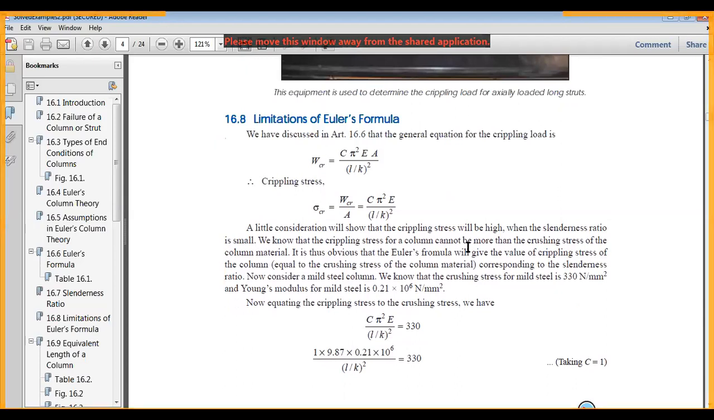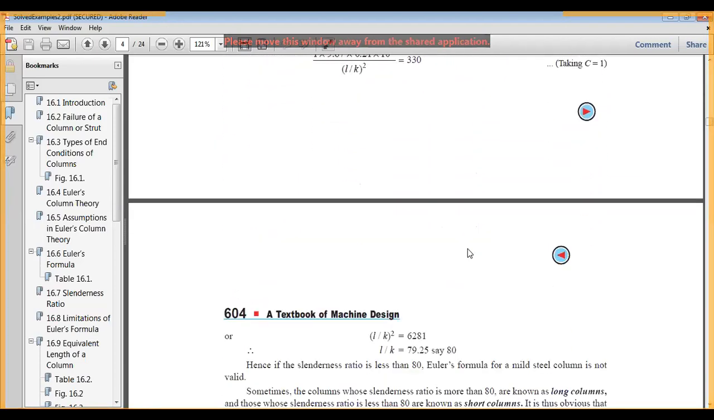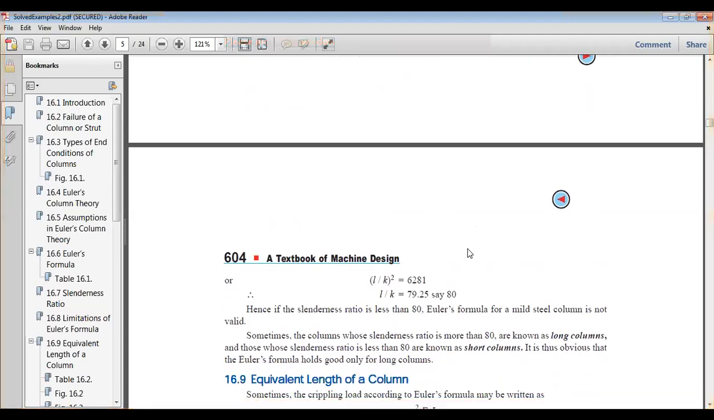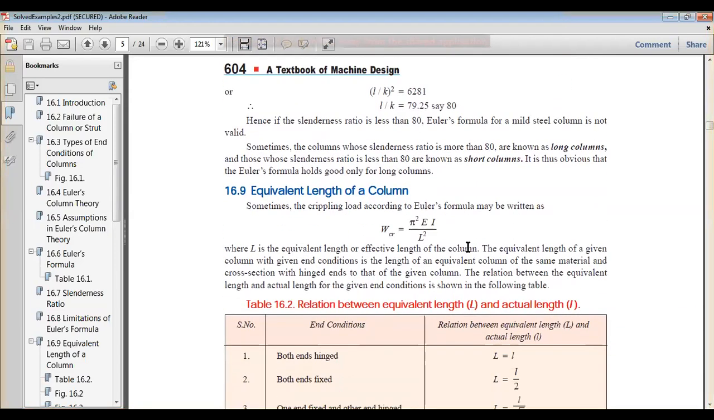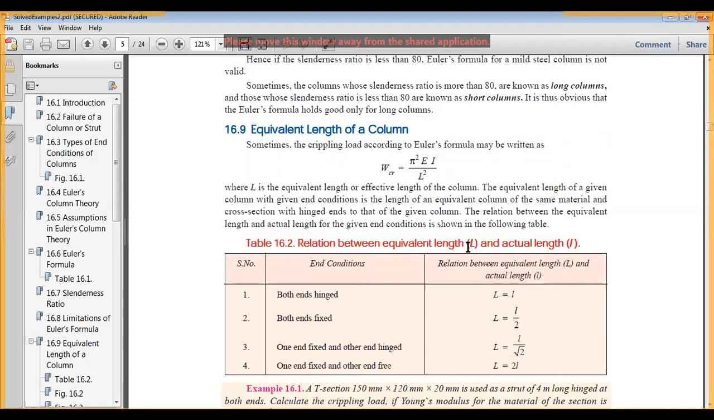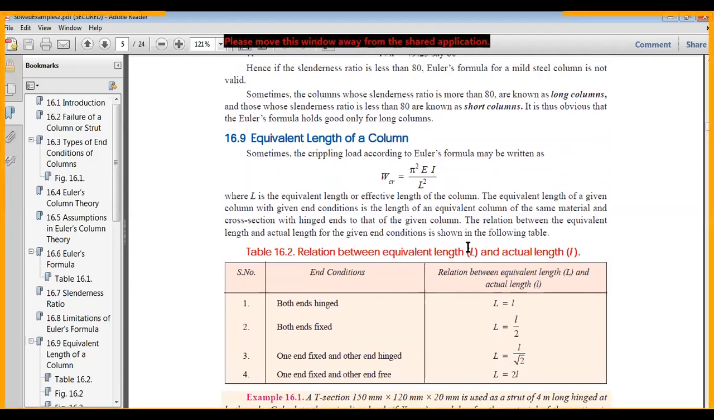So first of all, we have to check the L by K ratio. If the L by K ratio is less than 80, we are not going to solve this problem by Euler's formula. Otherwise, we are going to solve this problem by Euler's formula. Now, the equivalent length of a column. What is the equivalent length or effective length?